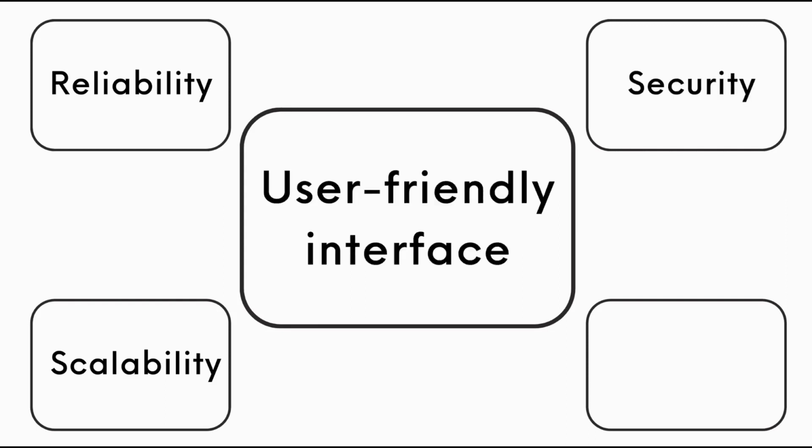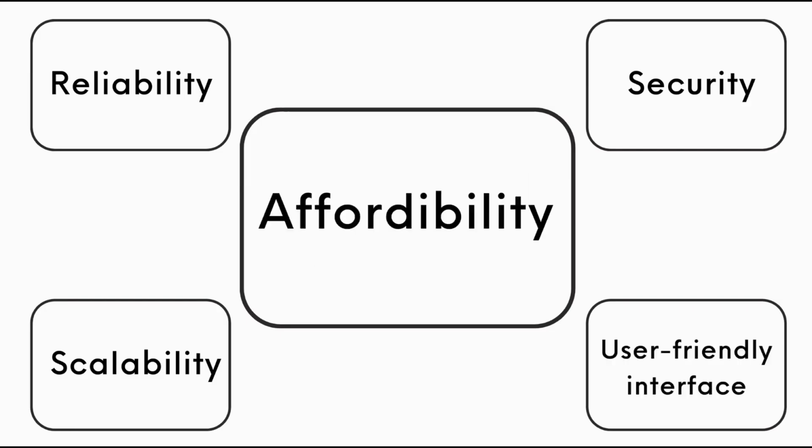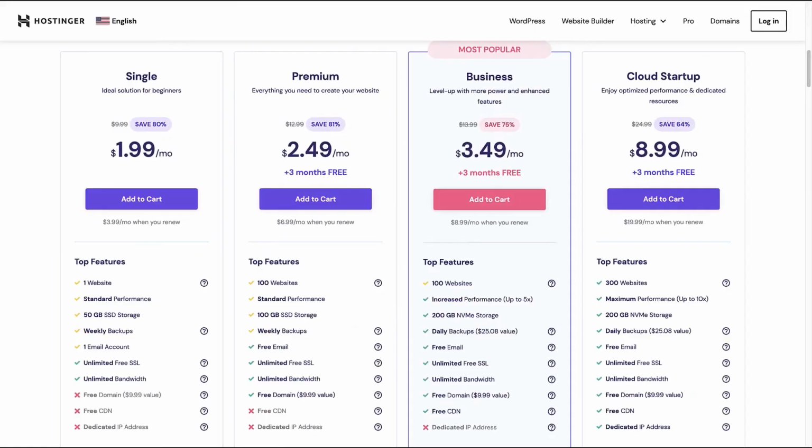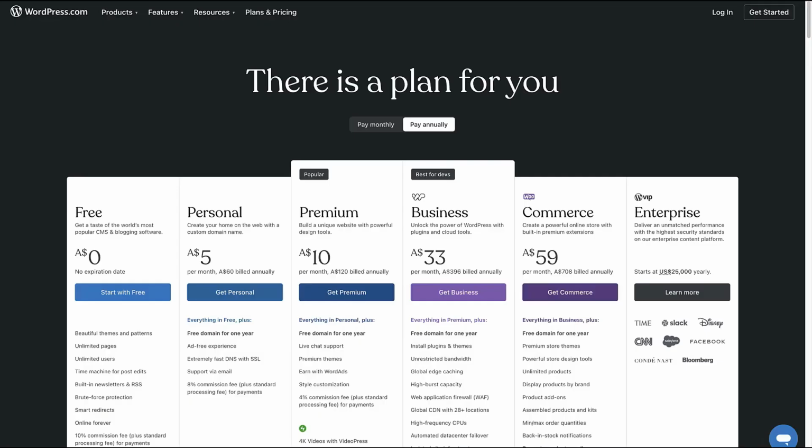Number 4, user-friendly interface. Look for a provider with an intuitive control panel that makes it easy to manage your website. And lastly, affordability. Compare pricing plans to find a provider that offers the right features within your budget. So let's see all of this in action. If you visit a hosting provider, you will usually see different pricing plans with the relevant features and information that you need to make an informed decision.